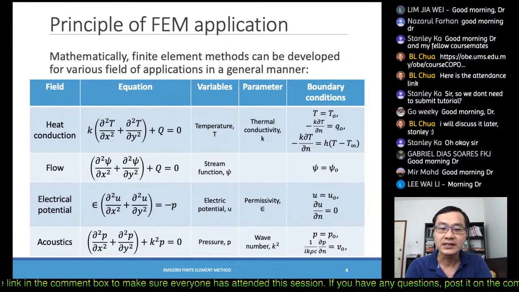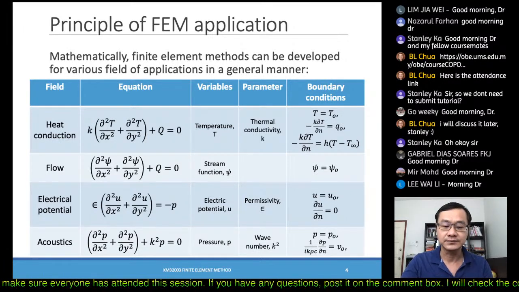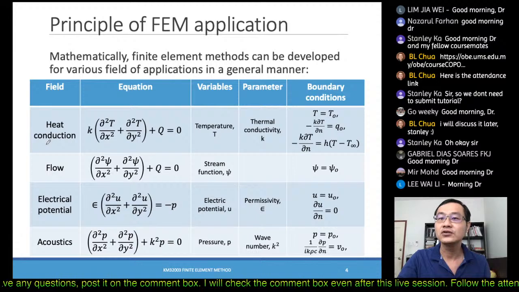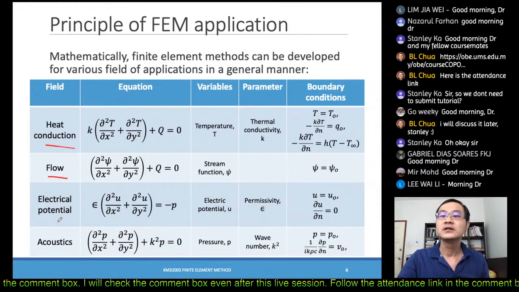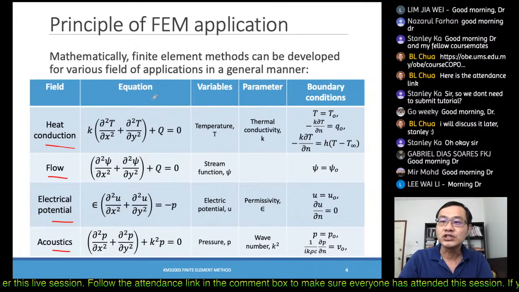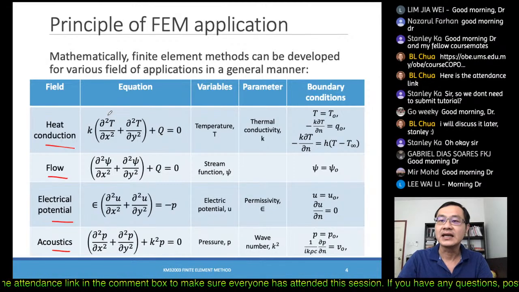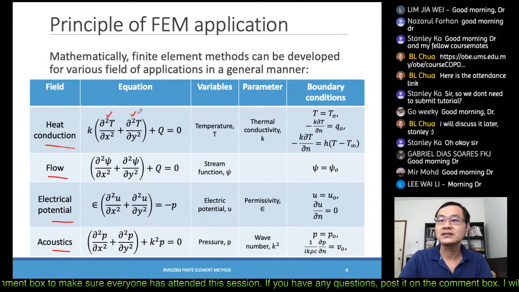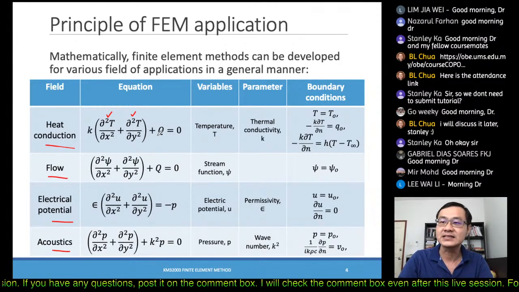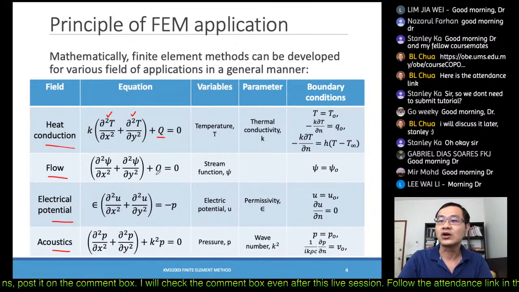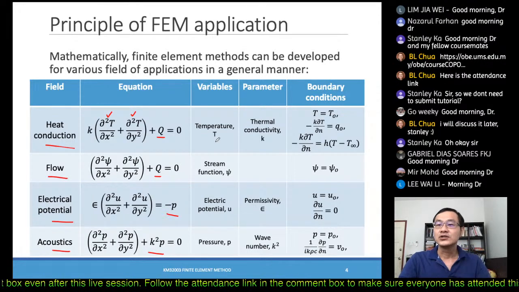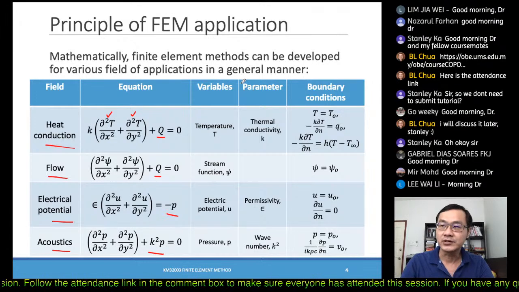As you can see in the heat conduction field, the fluid flow field, as well as electrical and acoustic, their differential equations are very similar. They have two parts, x, y, or in three dimensions there is a z axis as well, plus a constant, equals something. The only difference is the variables and the parameters.